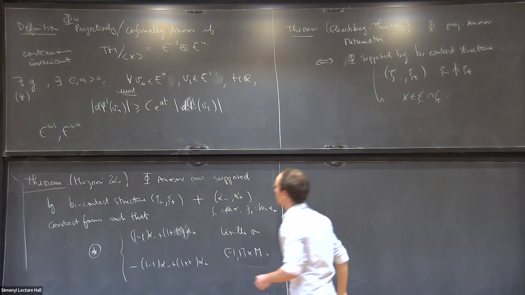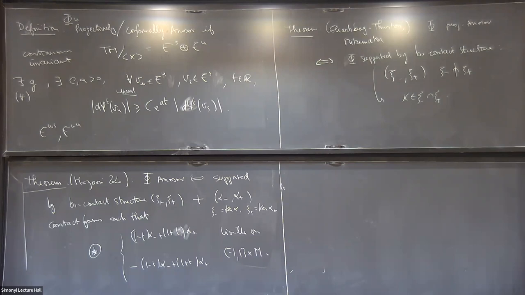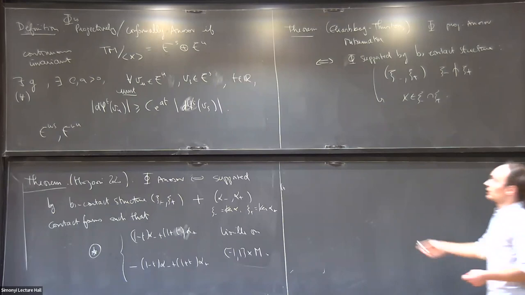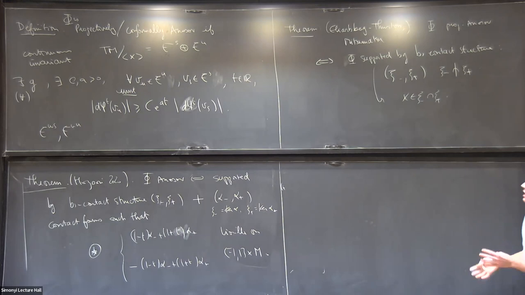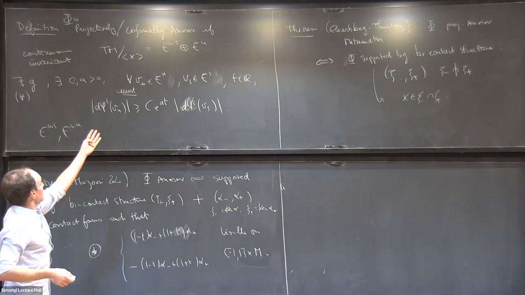I should also say that I'm going to assume that my projective Anosov or Anosov flows are oriented, meaning that the bundles E^S and E^U are oriented. And also the orientations of E^S and E^U match the orientation given by the splitting. So there is some compatibility.